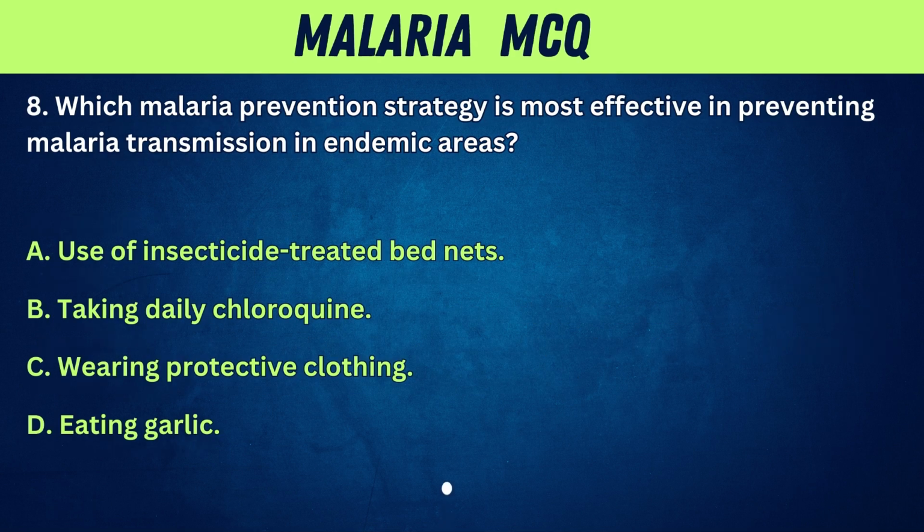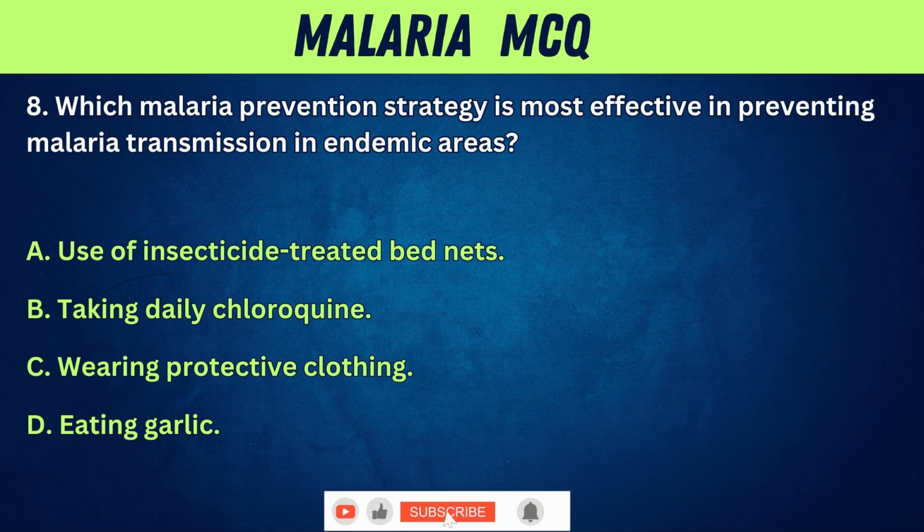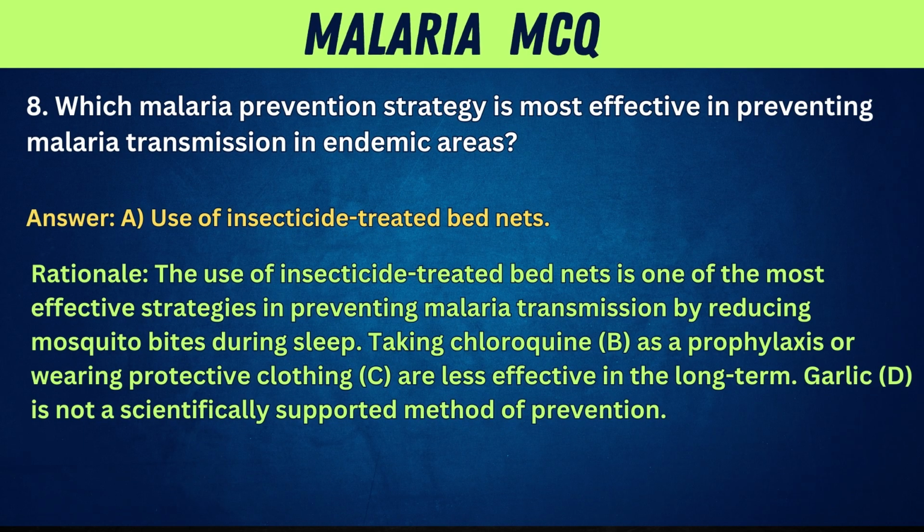8. Which malaria prevention strategy is most effective in preventing malaria transmission in endemic areas? A. Use of insecticide-treated bed nets. B. Taking daily chloroquine. C. Wearing protective clothing. D. Eating garlic. Answer: A. Use of insecticide-treated bed nets. Rationale: the use of insecticide-treated bed nets is one of the most effective strategies in preventing malaria transmission by reducing mosquito bites during sleep. Taking chloroquine, B, as a prophylaxis, or wearing protective clothing, C, are less effective in the long term.